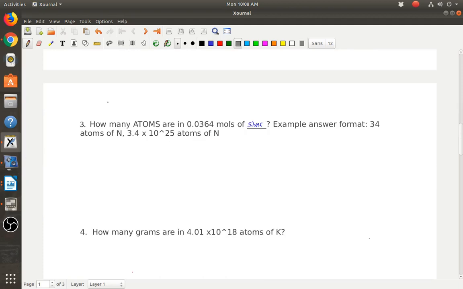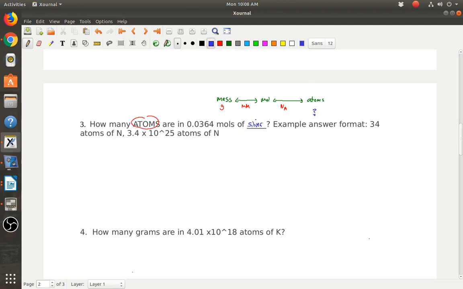How many atoms? All right, I'm going to go ahead and write the pathway again. Mass to moles, moles to atoms. And see, remember, this is atoms or molecules, not grams. Mass is in grams. Okay, you need molar mass here and Avogadro's number there. Okay? How many atoms? Okay, that's my question.